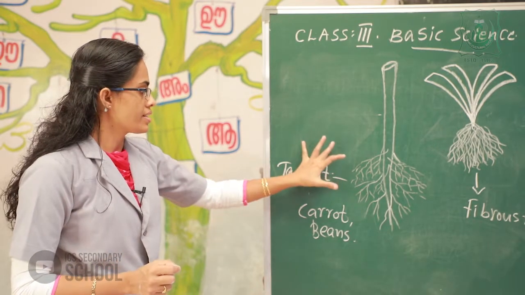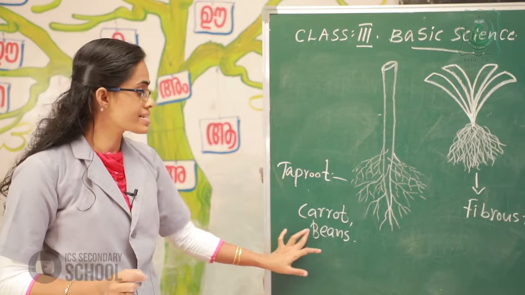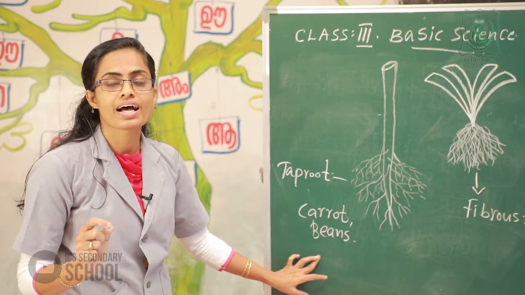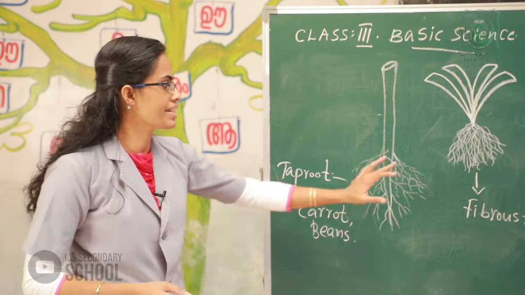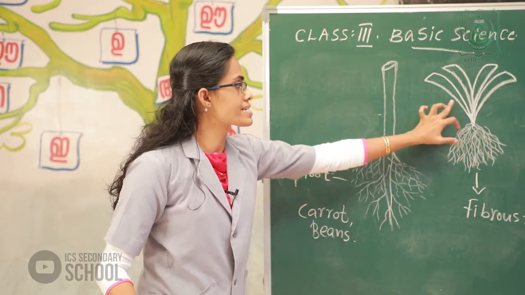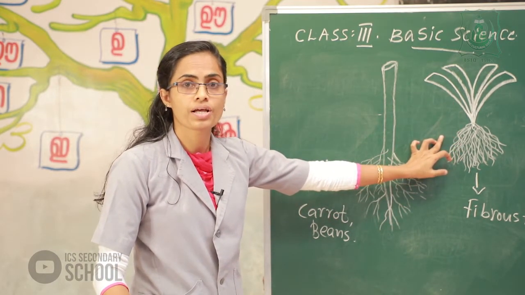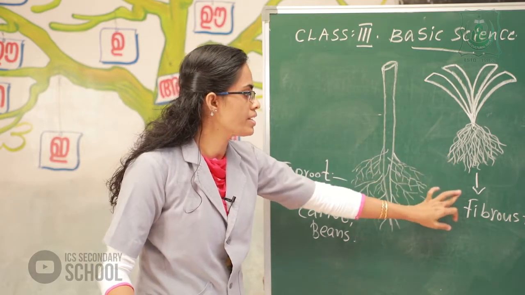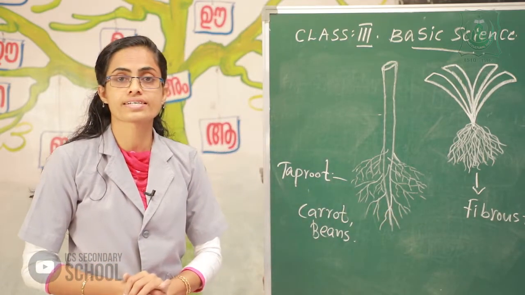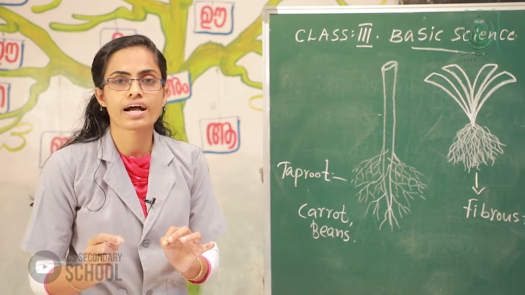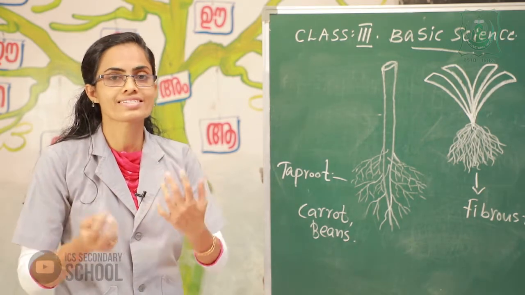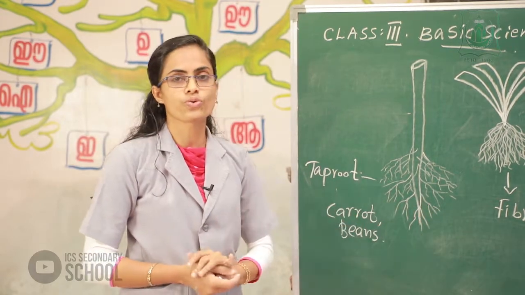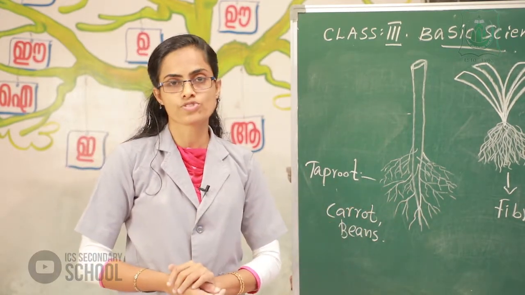Okay. The taproot examples: plants such as carrot and beans, and trees such as neem and mango. And in case of fibrous root, single thin and bushy roots that grow together from the end of the stem, that is called fibrous root. For example, rice, wheat and onion. And find out more examples. These are the two types of root, taproot and fibrous root.